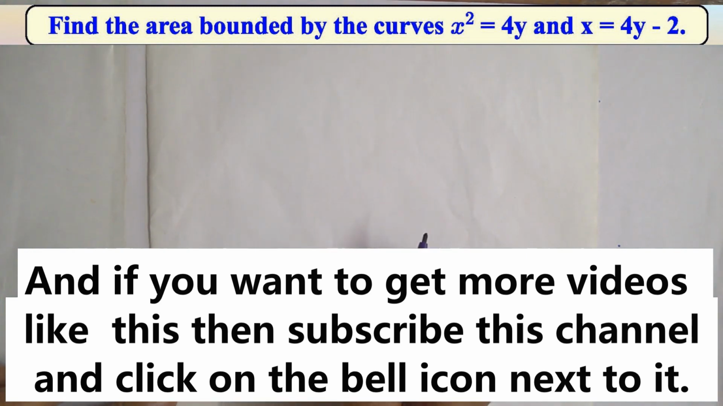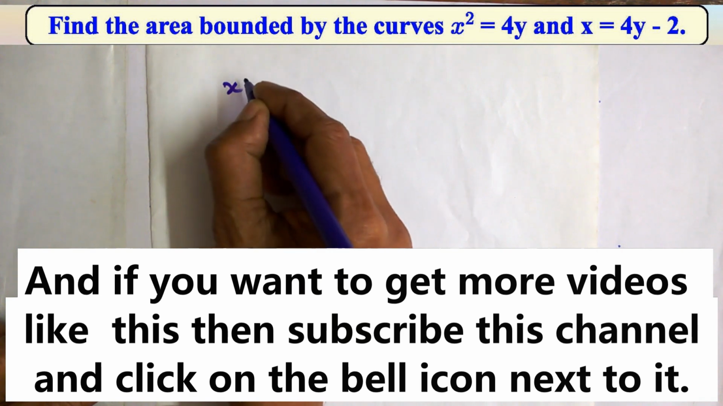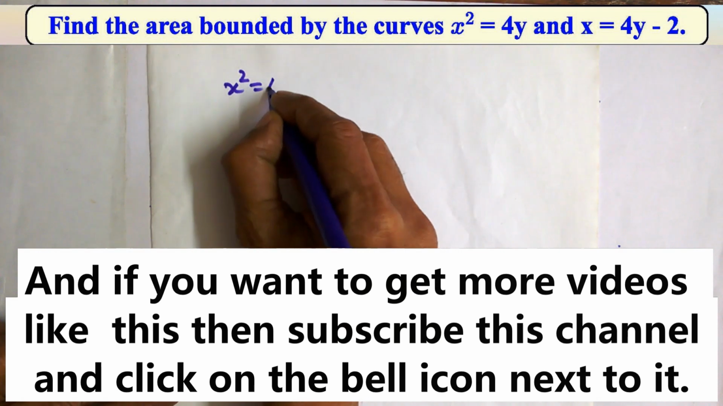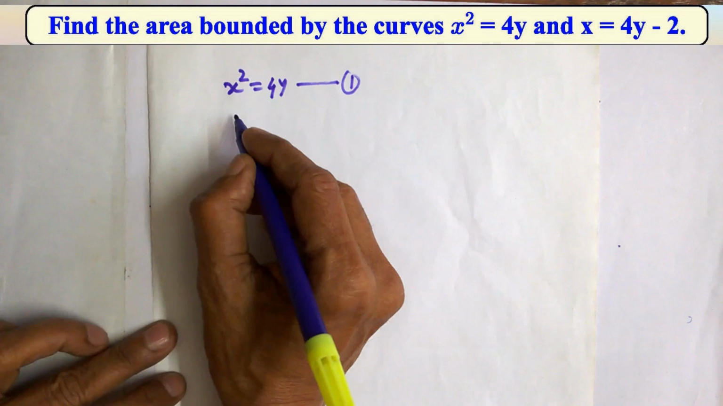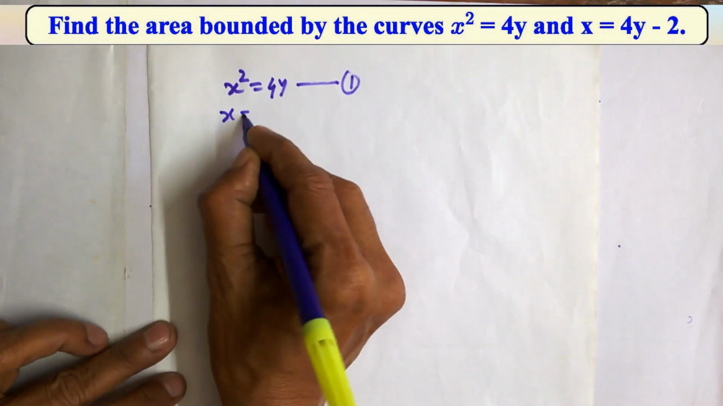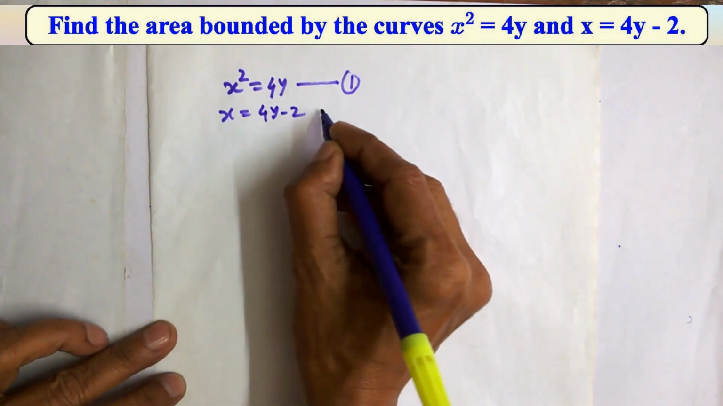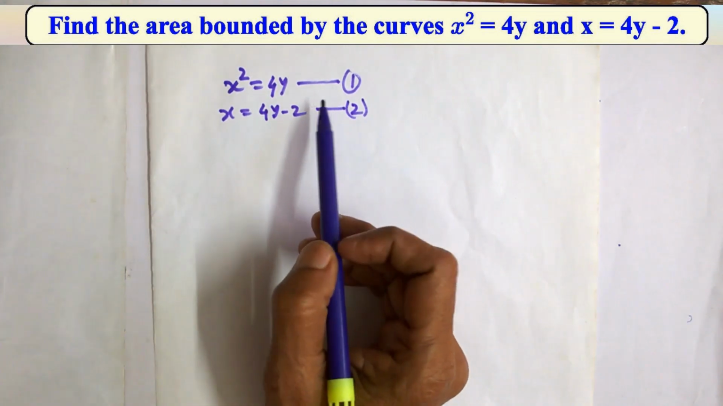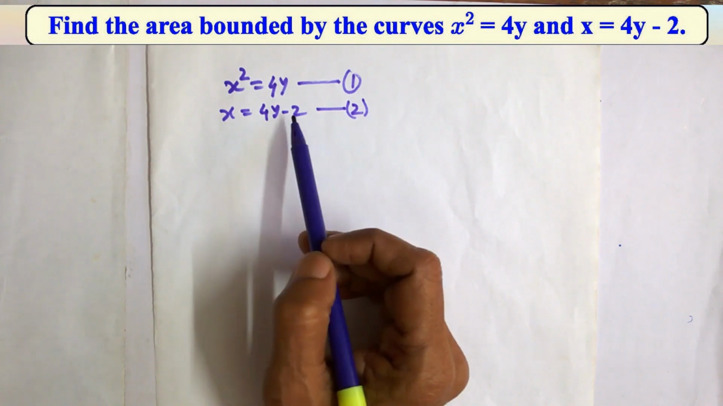Here two curves are given. Writing the two curve equations: x square is equal to 4y, name it equation number 1, and x is equal to 4y minus 2, name it equation number 2. Obviously the first equation is of a parabola, and the second is the equation of a line.